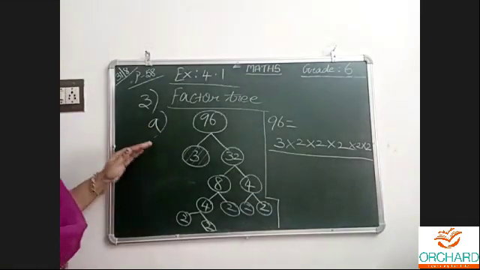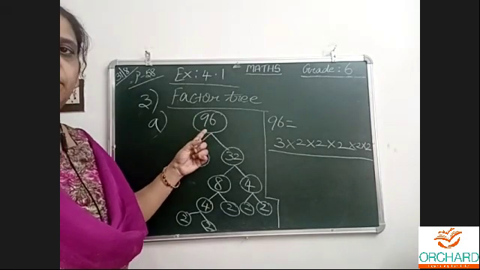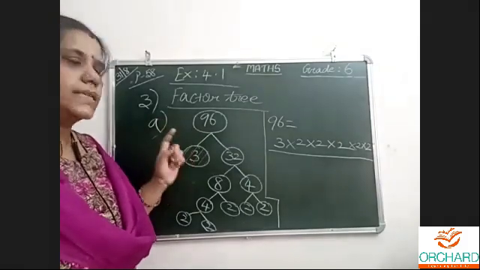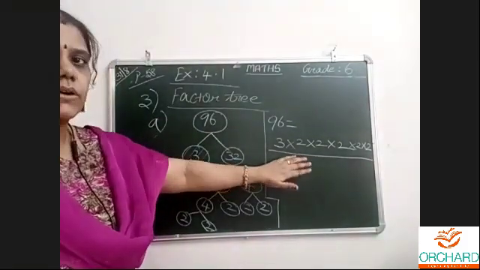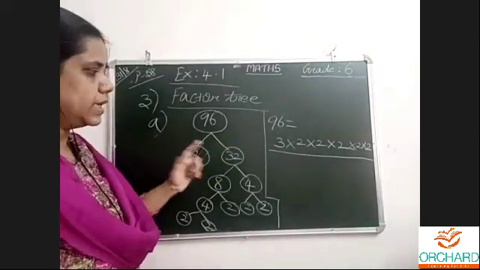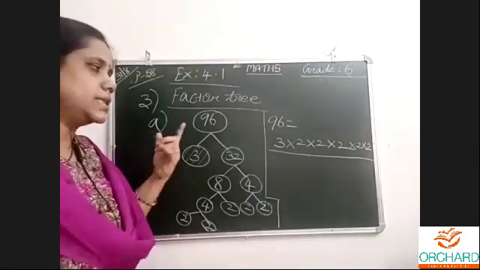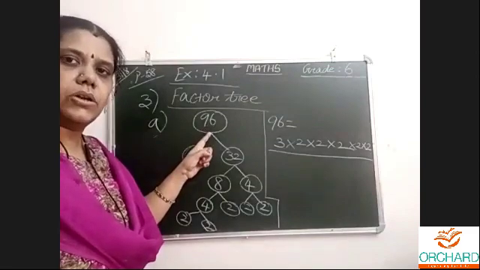Clear? Once more I am explaining. Number 96 is a composite number. We need to split that to get it as a product of prime numbers. For that, we have to start with any number whose table it comes in. For example, the 2 table it goes, the 3 table also it goes.